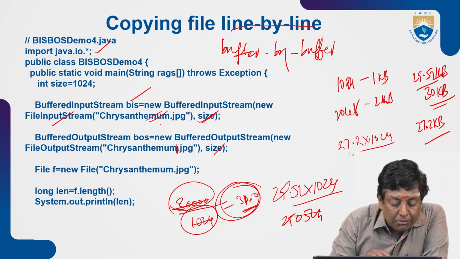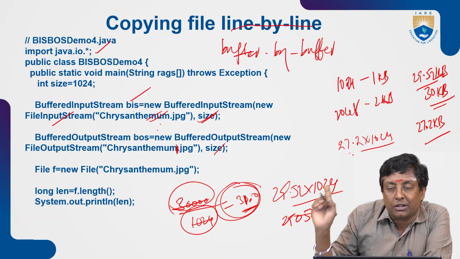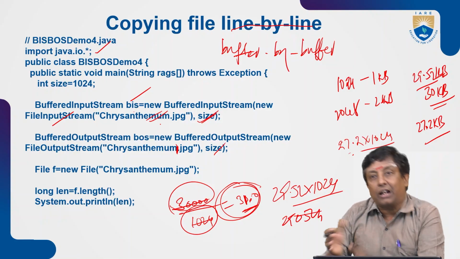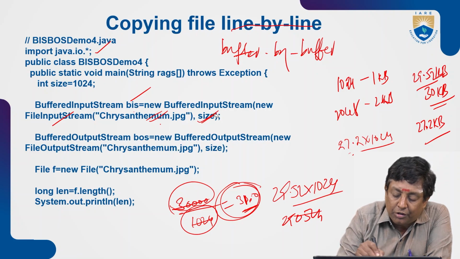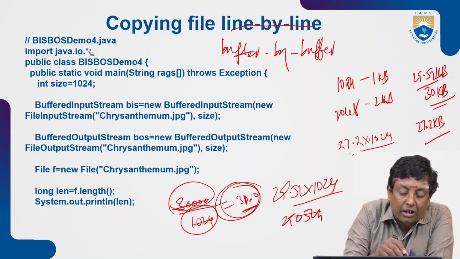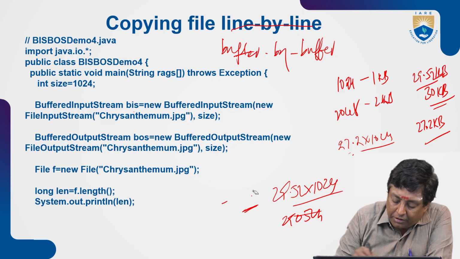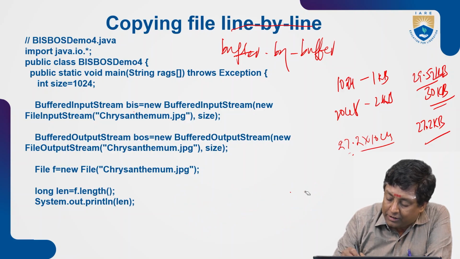Today you are asking the buffered output stream to always write 1,024 bytes of data into that file, not 30,000 or 50,000 bytes at a time. Okay, 1 KB of data, 1,024 bytes of data at a time. Now go to the next slide.